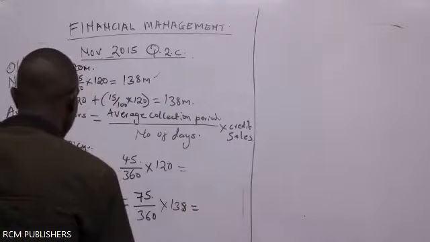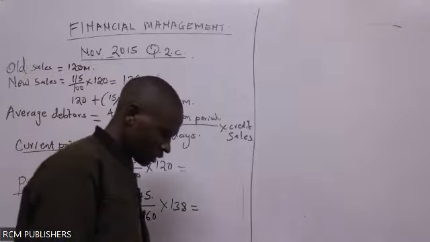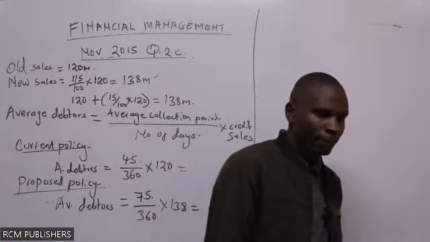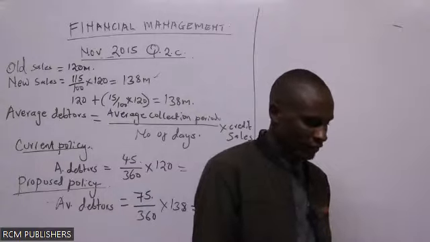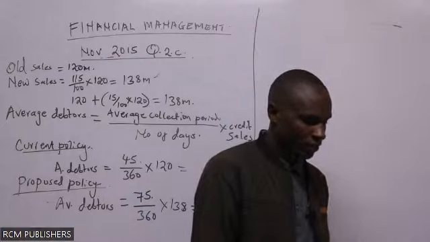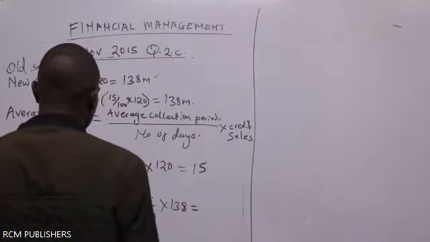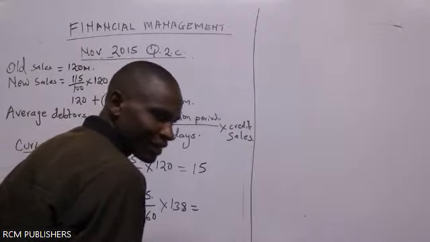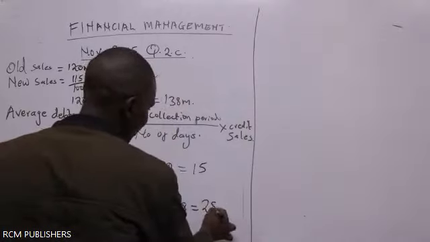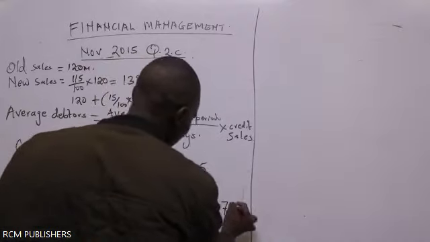So let's get this one for the current period and this other one. What do we get? Current is 15. That's according to Richard. What about the other one? Current is 15, Richard is giving me 15 here, average debtors 15. What about the other one? 28. Just put it 28 point 75, the way it is.